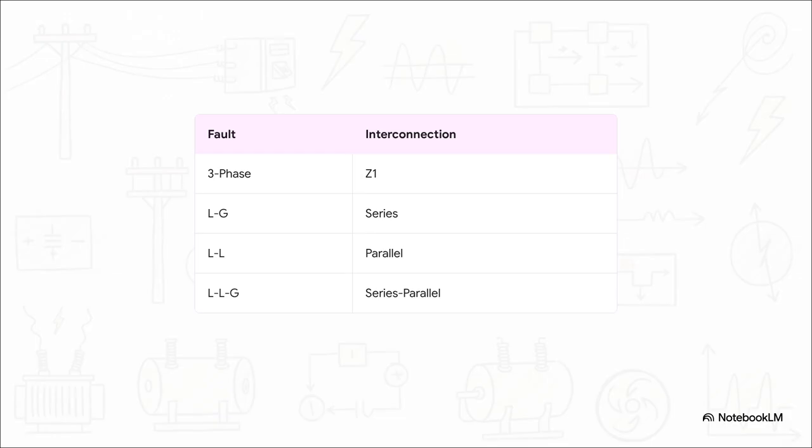It's really that simple. Every single digital protection relay setting in the industry depends entirely on getting these interconnections right, so the relay knows exactly what specific fault signature to look for.